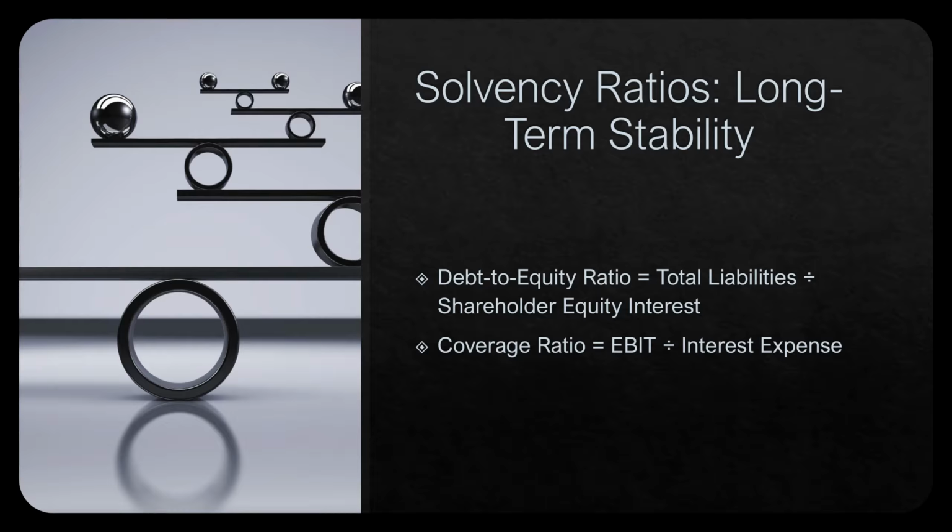And when it comes to debt to equity ratios, that is just our total liabilities divided by our shareholder equity, which is, what is the position of the owners? How much money have they put into the business?